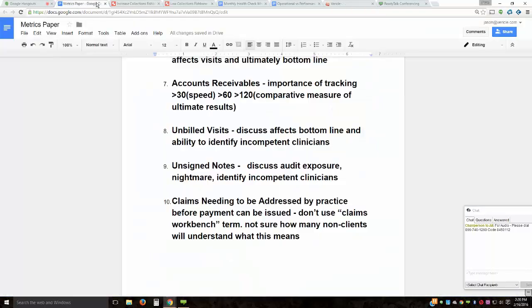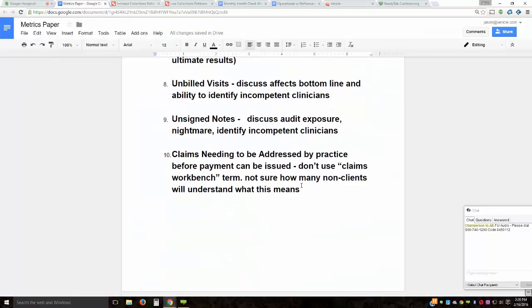Then moving on to unsigned notes. This is solely a compliance problem. The way it can keep you from getting paid is if you have any personal injury or if anyone ever requests notes and you're not able to produce them, you're not going to get paid on those visits. But the law states this, we'll see that you're going to have to sign off on your note at some point and make sure that you're going to reduce your exposure for any sort of audit. And if you were to receive one, you could go and pass it with flying colors.